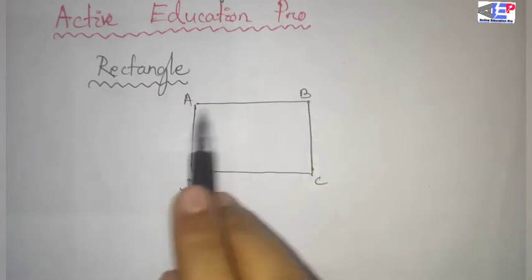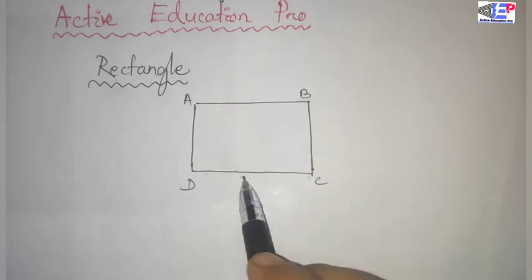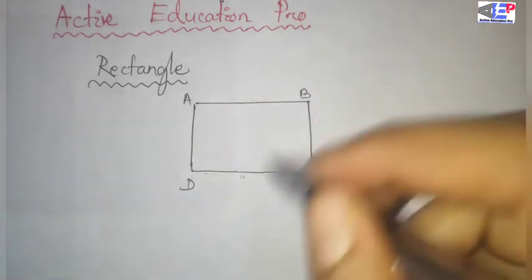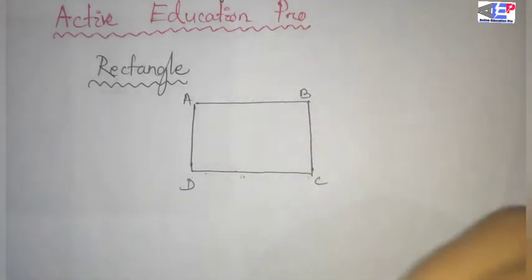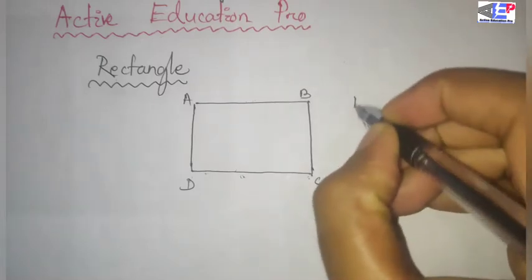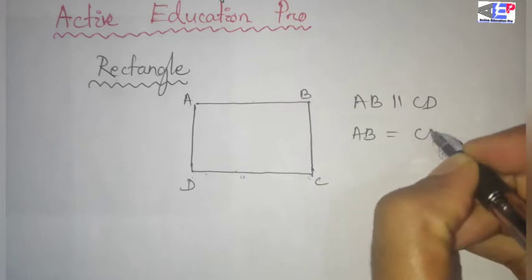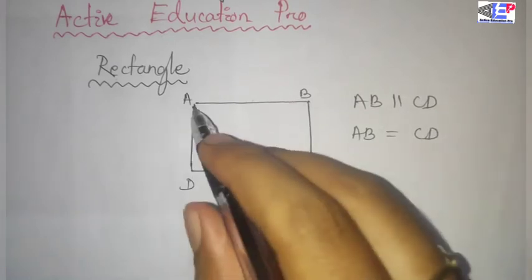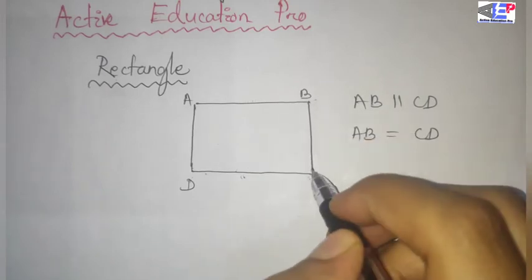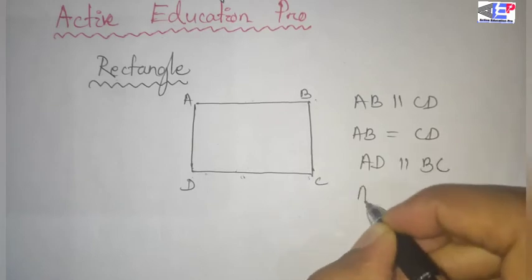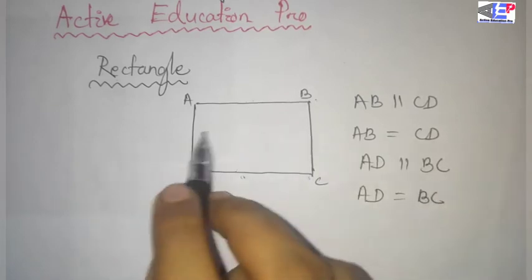AB and CD are opposite sides, and AD and BC are opposite sides. So here, if this geometrical enclosed figure ABCD is a rectangle, then opposite sides should be parallel to each other and same in length. Means AB is parallel to CD and AB is equal to CD in length. Similarly, AD is parallel to BC and AD is equal to BC. They are same in length.